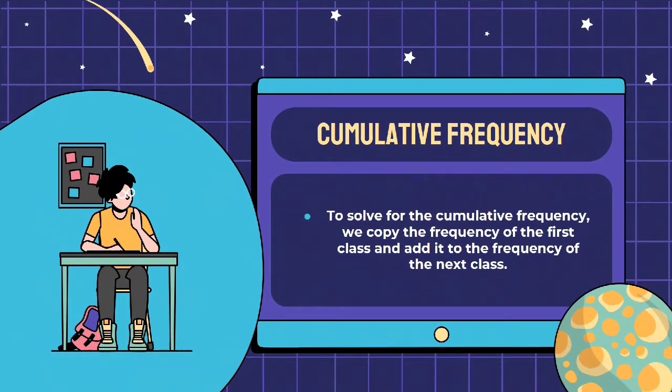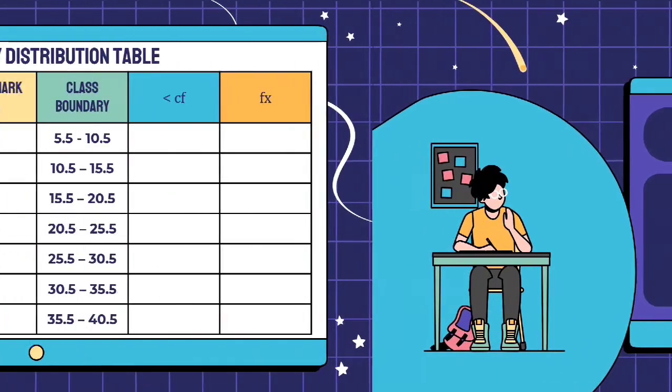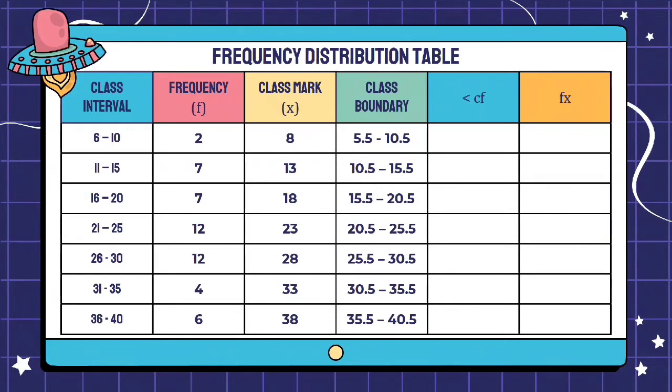Now for the cumulative frequency. To solve for the cumulative frequency, we copy the frequency of the first class and add it to the frequency of the next class. In our example, we just copy the frequency of the first class, which is 2, then add it to the frequency of the second class, which is 7, to get the next cumulative frequency. 2 plus 7, and we will end up with 9. Then we add 9 to the frequency of the next class, which is also 7. We will then be getting an answer of 16. The same process goes with the rest of the classes.